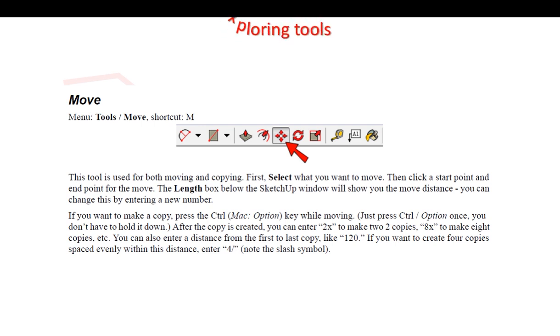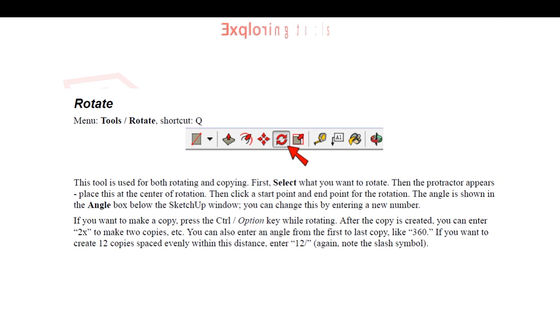After the copy is created, you can enter 2 times to make 2 copies, 8 times to make 8 copies, etc. You can also enter a distance from the first to the last copy, like 120. If you want to create 4 copies, spaced evenly within this distance, enter 4 slash. Note the slash symbol.